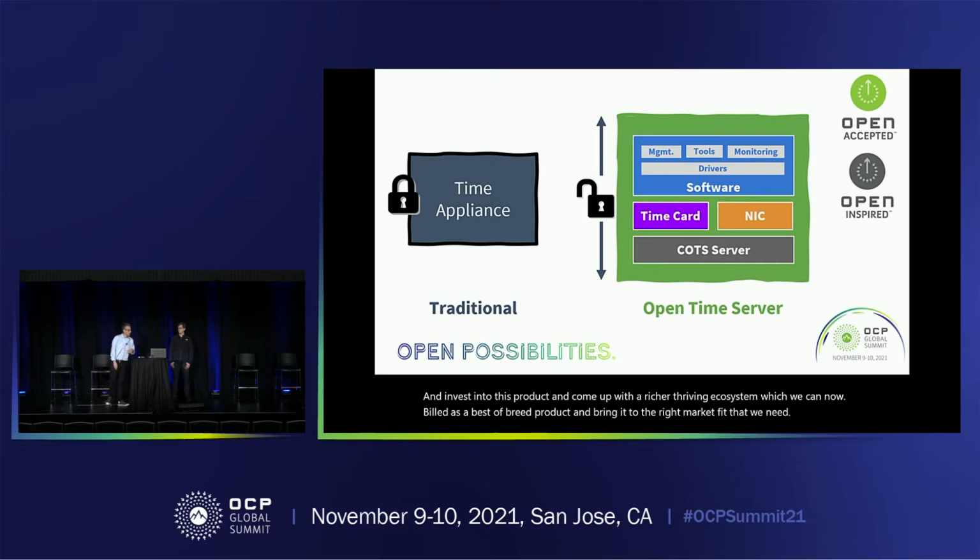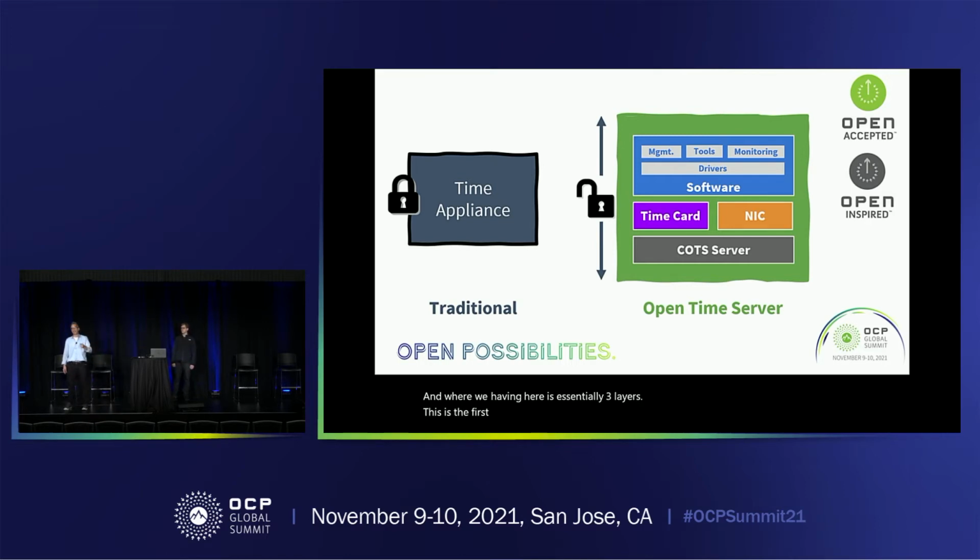And what we have here is essentially 3 layers. The first fundamental layer is the fact that you can take any server that you want and use it as the basis of the Grandmaster. It allows you to pick your server vendor, and you can have your trusted one there. And of course, it has to meet certain specifications. They are met in the spec, and we'll go into them. But the next element is that you bring a time card, a time source.